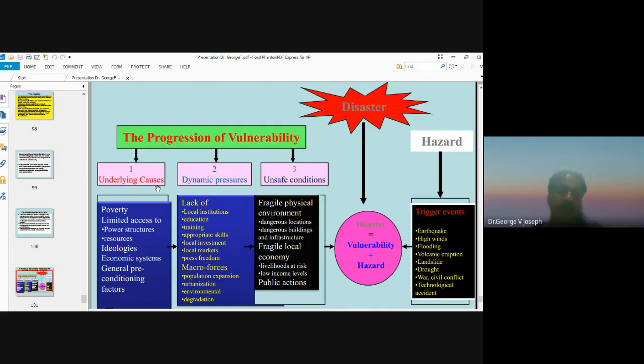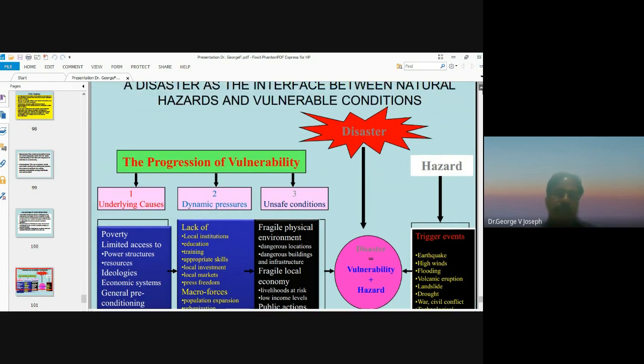Underlying causes: why people are vulnerable. It will look into the root causes and what are the factors which are adding to the vulnerabilities of the people. It may look at the lack of institutions or training, or macro forces like population expansion and urbanization. All these factors will be looked into, and also the fragile conditions. The pressure and release model will look at all these factors while considering the vulnerability.